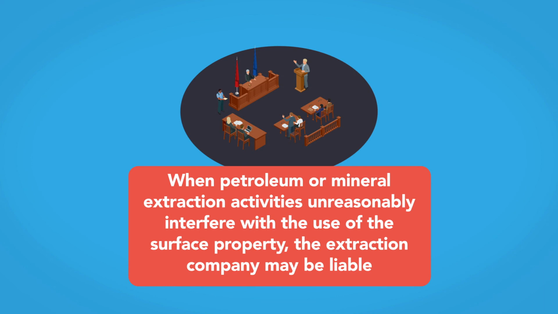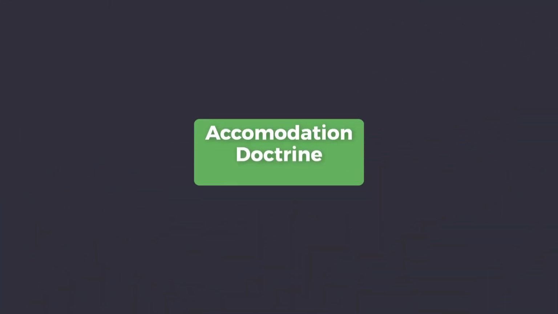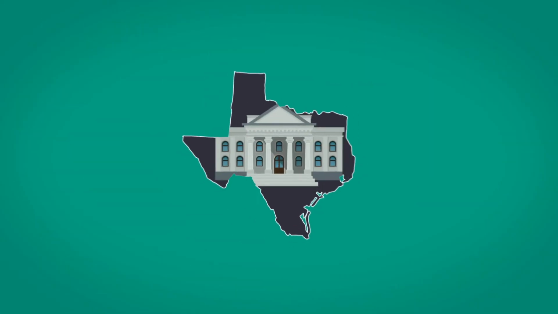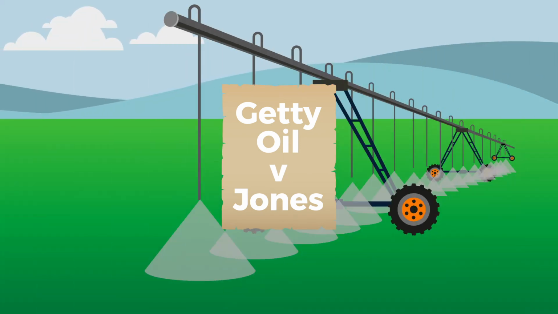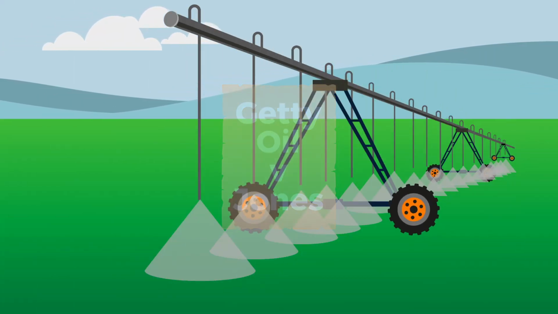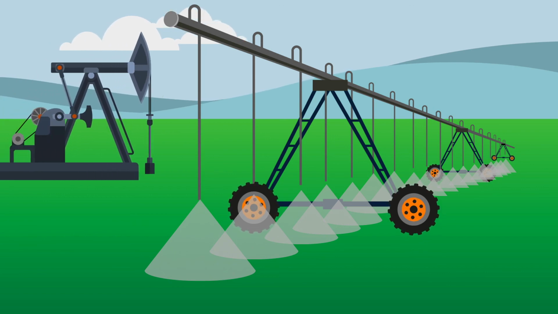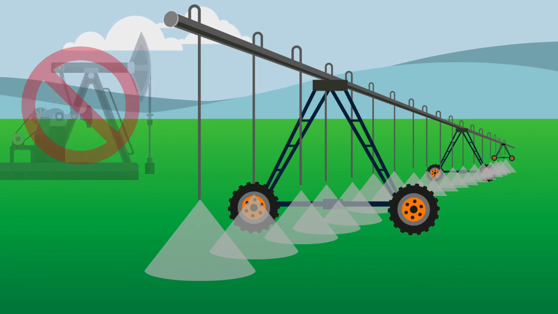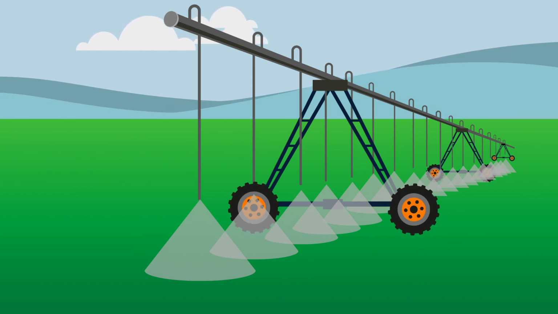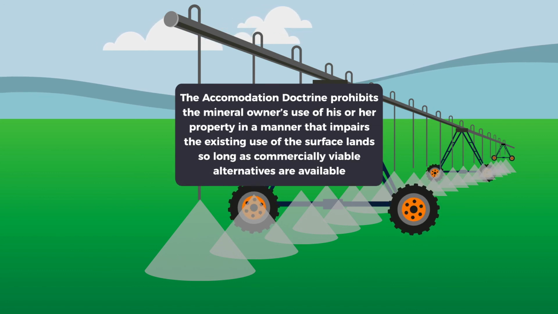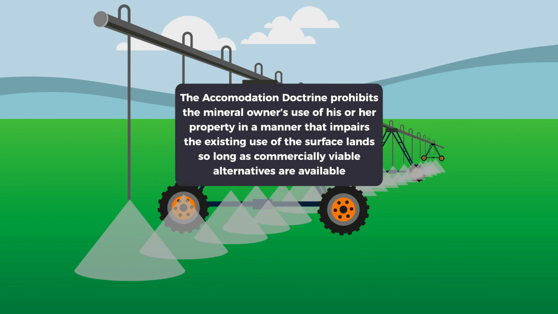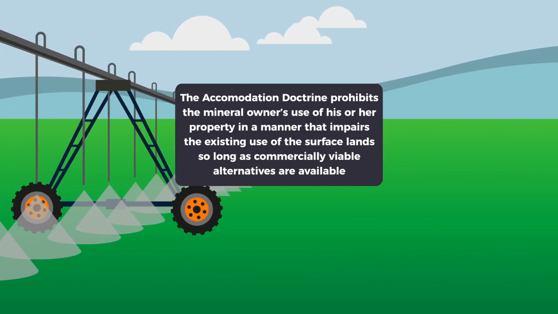When petroleum or mineral extraction activities unreasonably interfere with the use of surface property, the extraction company may be liable under the so-called accommodation doctrine, which was first established by the Texas Supreme Court in 1971 in the case of Getty Oil Company v. Jones. Getty involved the installation of oil pumps that interfered with irrigation of neighboring agricultural land. In this case, the Texas Supreme Court held that the oil company had to reasonably accommodate the farmer's existing use of his land. The accommodation doctrine prohibits the mineral owner's use of his or her property in a manner that impairs the existing use of the surface lands, so long as commercially viable alternatives are available.